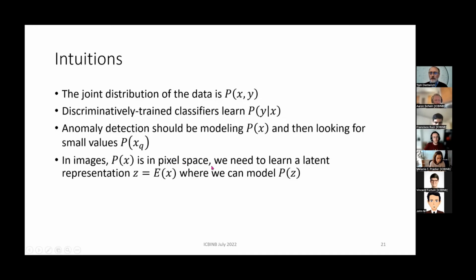And so, of course, the natural response in deep learning is, well, let's learn a latent representation. So given X, let's think of training a convolutional neural network to be our encoder that will encode our image in some latent representation, and then we could model P of Z. So this was the way I was thinking that we would approach anomaly detection if we were using densities, or maybe using distances in the Z space would be good, right?